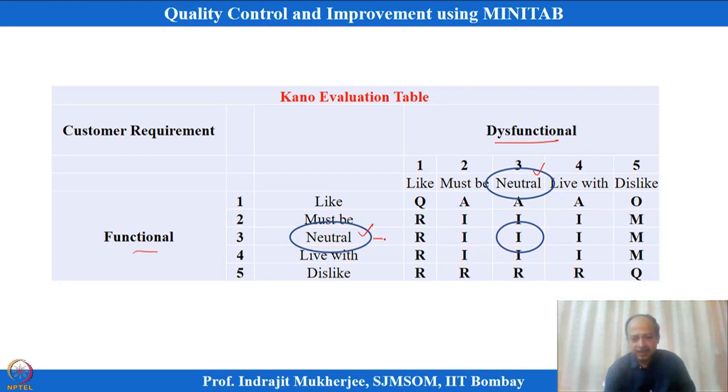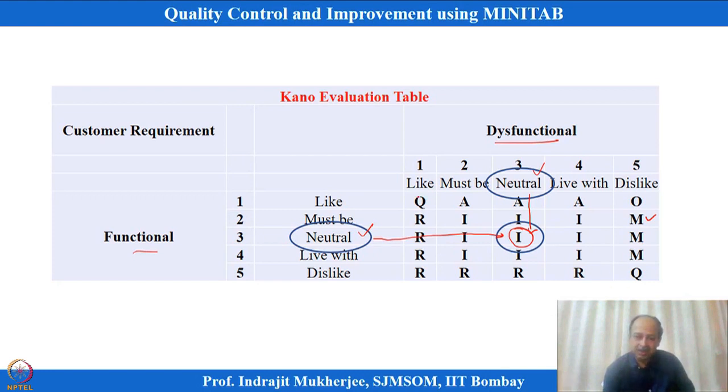So what you have to do is go into the table and see where it falls. I go down over here, and I see that they intersect in a box which shows indifferent. These are the letter codes. A means attractive, I means indifferent, R means reversal, Q means questionable. This is one-dimensional or performance features or needs, and must-be category, you can see over here. So these are the categories.